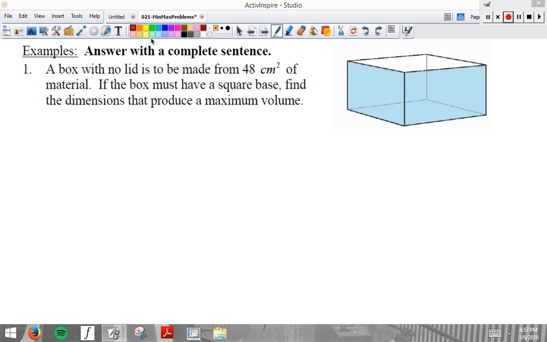Well, first thing I notice is this. First sentence, where we have a 48 centimeters square of material. Square centimeters, or square length units in general, are only ever used for area. So this is talking about the surface area of the box. Because I see centimeter squared, I know that's talking about the surface area. So that's a fixed quantity. That will actually end up being a constraint, or the secondary equation.